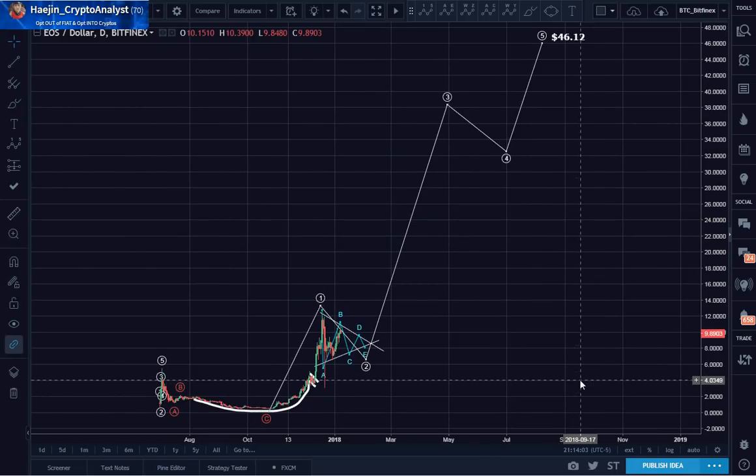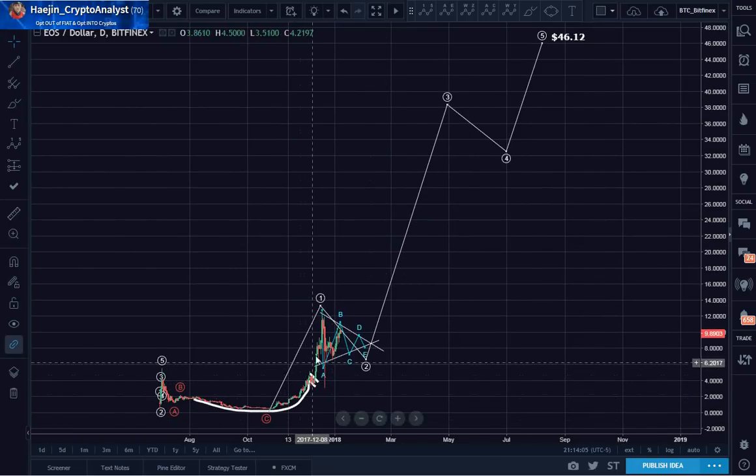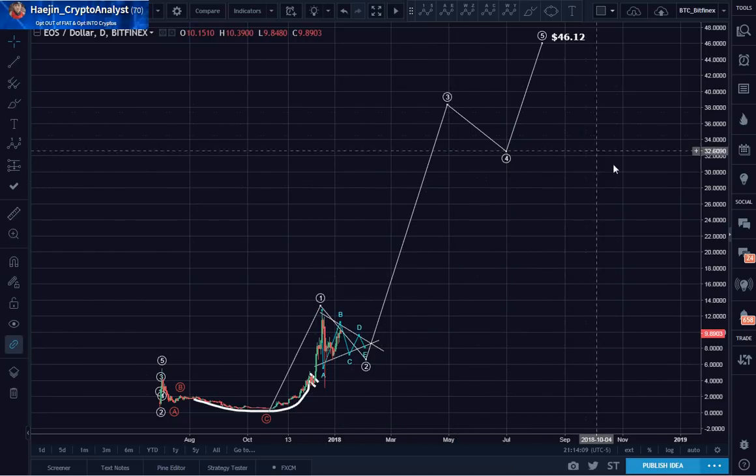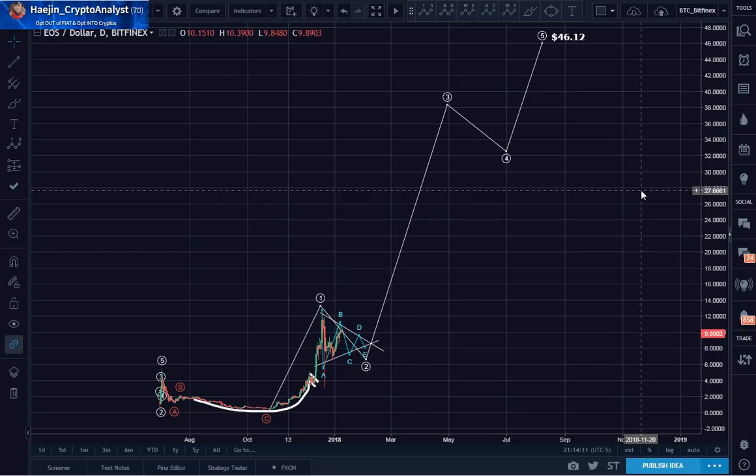So you got to understand this. We are in a huge, massive bull market for altcoins. 2018 will be the year for the altcoins. It'll be the year where the altcoins will do what Bitcoin and Ethereum has already done.